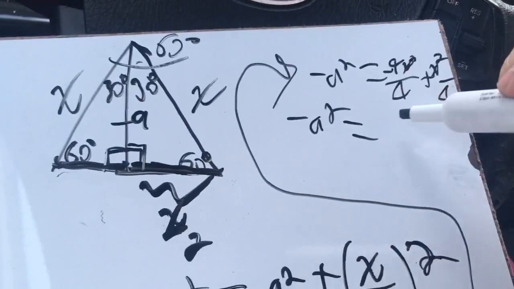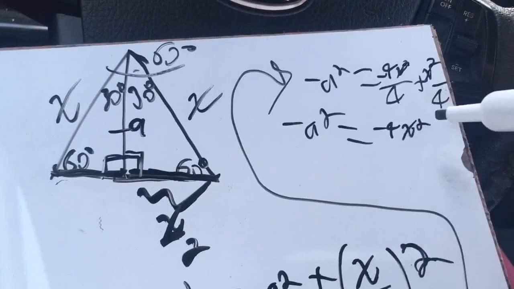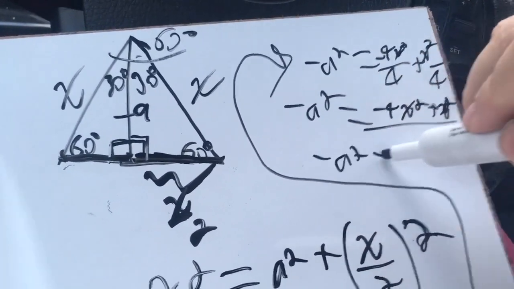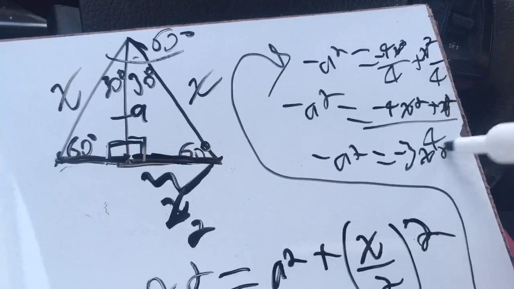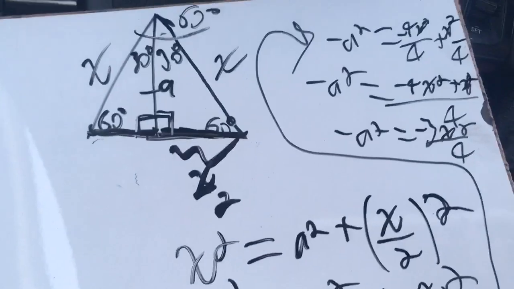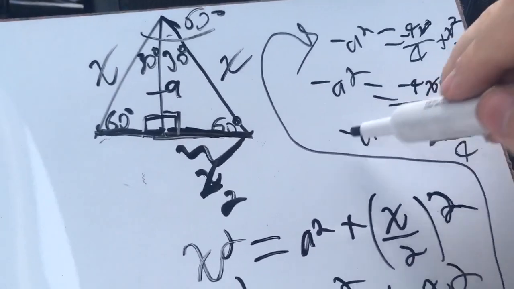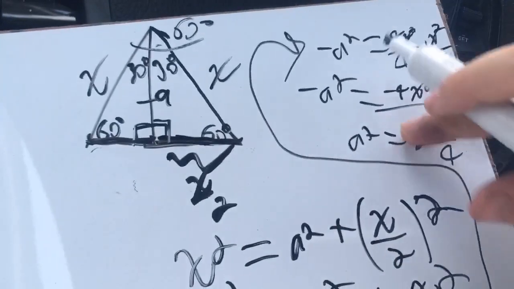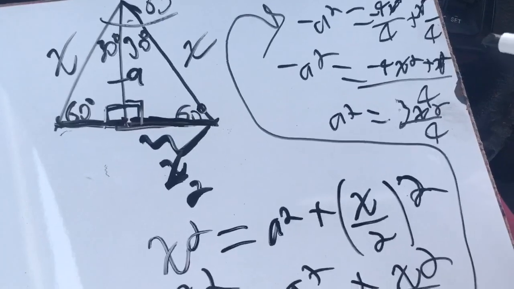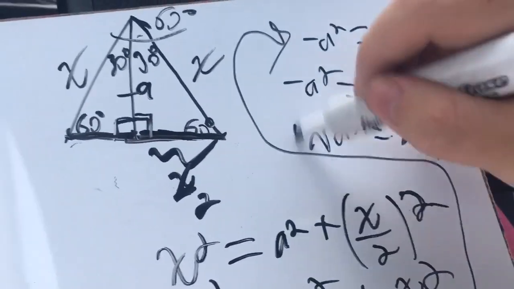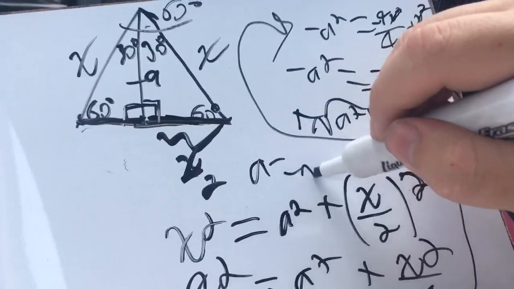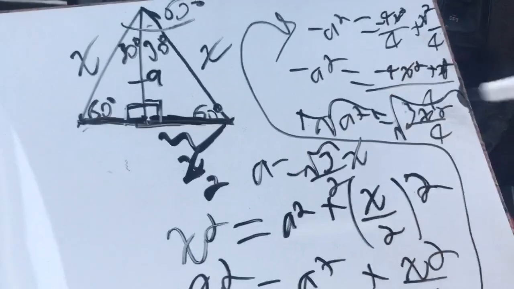Negative a squared is equal to negative 4x squared plus x squared, divided by 4. Negative a squared is equal to negative 3x squared divided by 4. Now, divide both sides by negative 1. We have a squared is equal to 3x squared divided by 4. Square root both sides, positive square root, and we have a is equal to the square root of 3 x divided by 2.